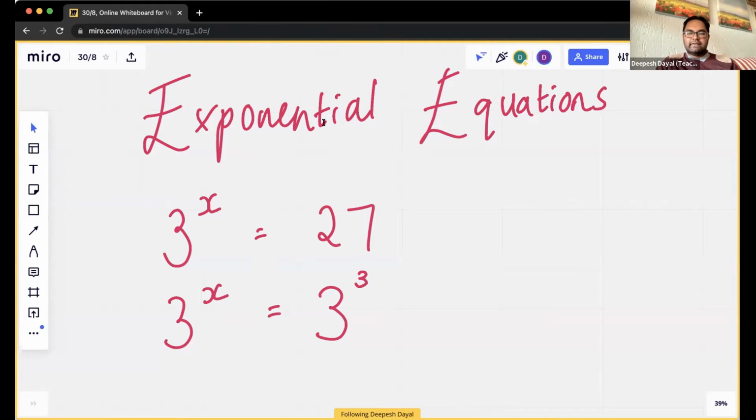Please type in the chat if any of you are struggling to get 3 to the power 3. We need to know how to go from 27 to 3 to the power 3. Is everybody okay with that? Please type in the chat so I can redo it if you are not on the same page and you want me to look at it again.